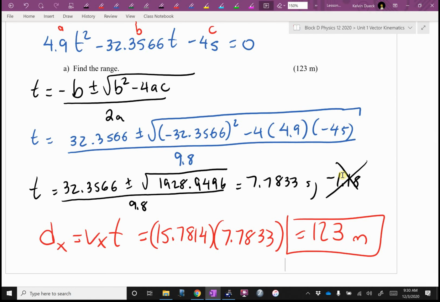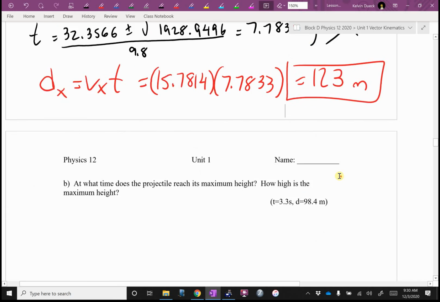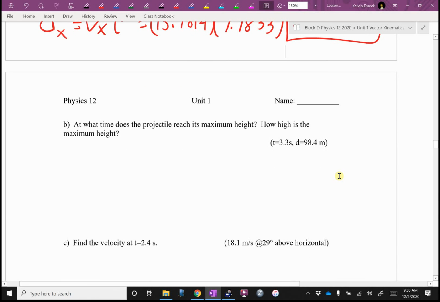Everybody done? How many of you got that okay? Nice. What else can we do? Well, B. At what time does the projectile reach its maximum height? So now turn the page. At what time does the projectile reach its maximum height?